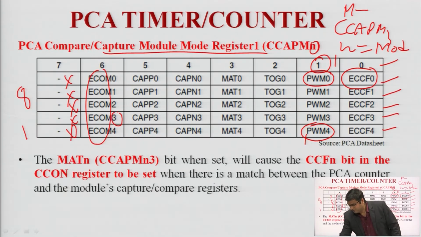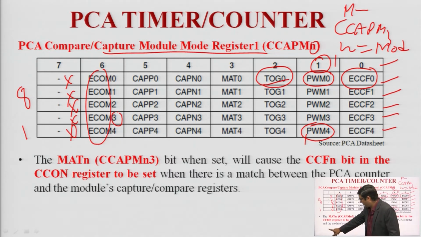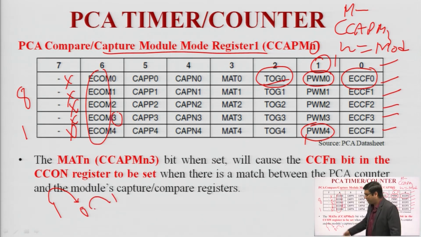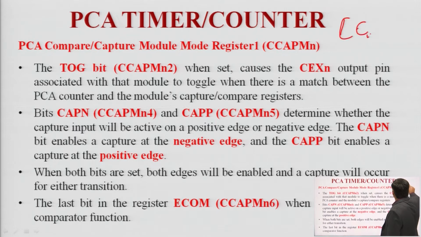After that, there is one more bit, TOG. What is TOG? TOG means toggle. Toggle means if a particular waveform has level 1, it will transit to 0, and from 0 to 1 it will transit when toggle occurs again. So basically the TOG bit, what is the value of the CCAPMn? CCAPMn is the register, and n means the number associated with it.